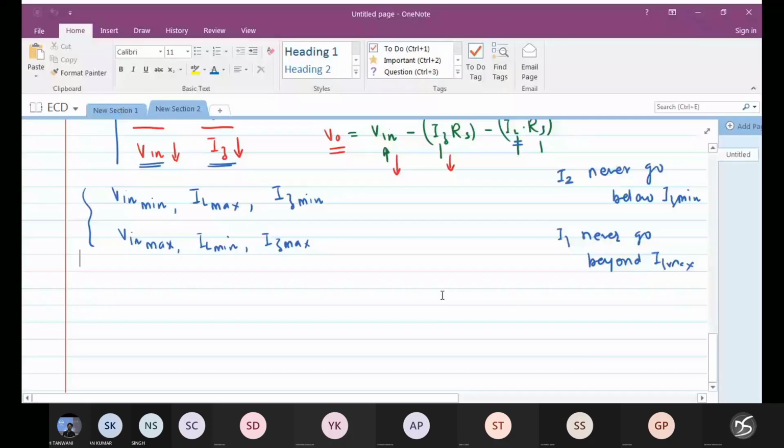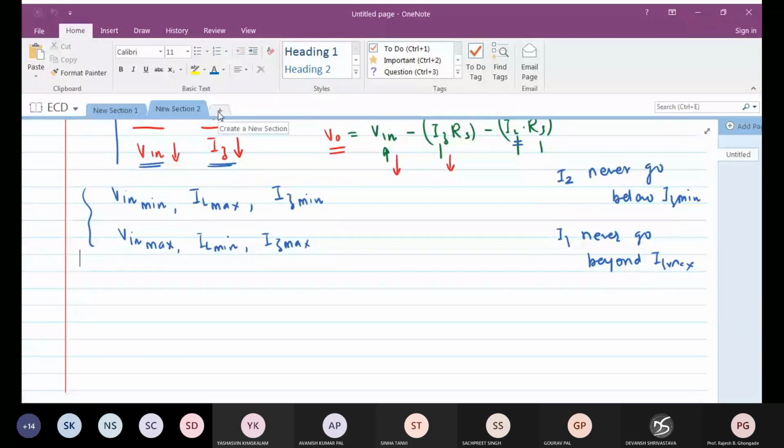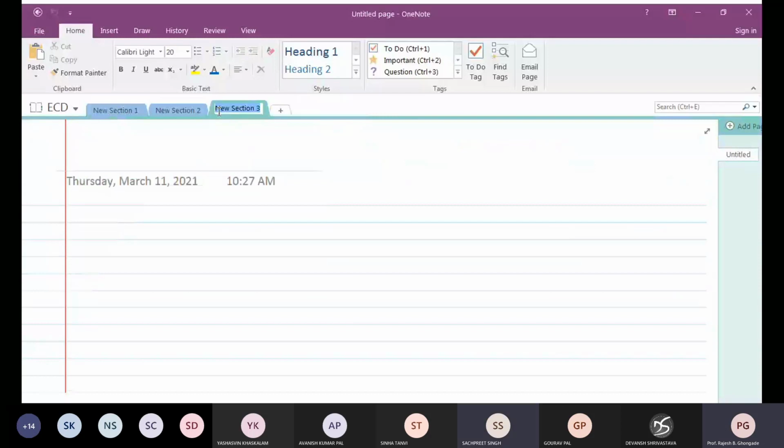Now, are you able to see the OneNote page? Guys? Yes, sir. Okay.